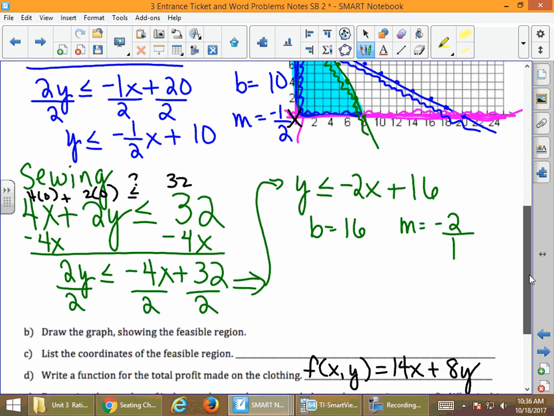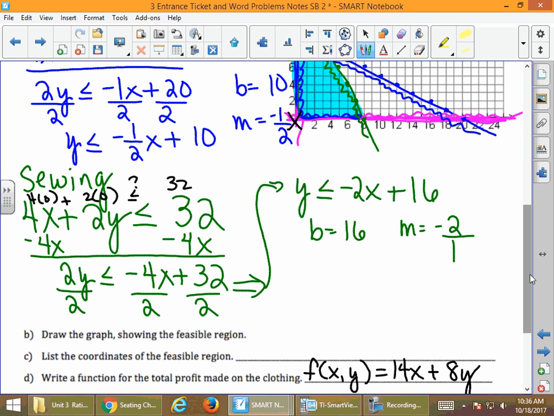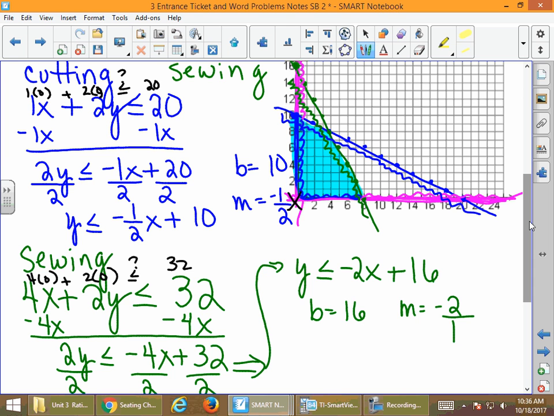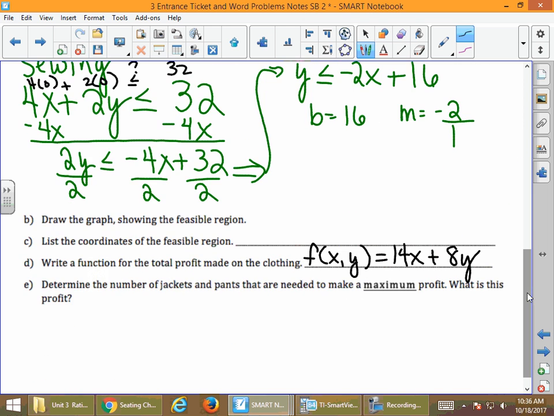So that leaves us to part C here, which says list the coordinates of the feasible region. So when we go back and look at our picture a little bit more closely, we've got an ordered pair here. We've got an ordered pair here. We have an ordered pair here, and we have an ordered pair there. And we need to list them. They do not need to be in the same order that I list them, but you do need to have all of them listed. So we have 0, 0.